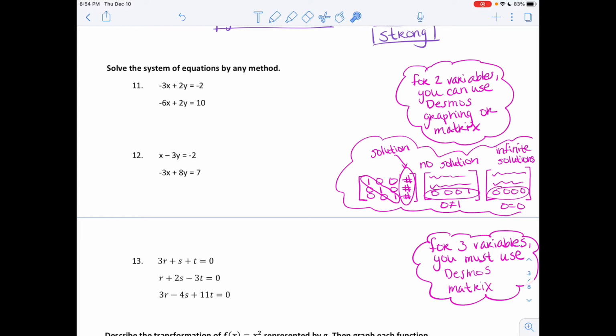For 11 and 12, I'm going to show you graphing on Desmos, but when we get to number 13, where we have three variables, we will have to use Desmos Matrix. So let's go ahead and take a look at number 11.